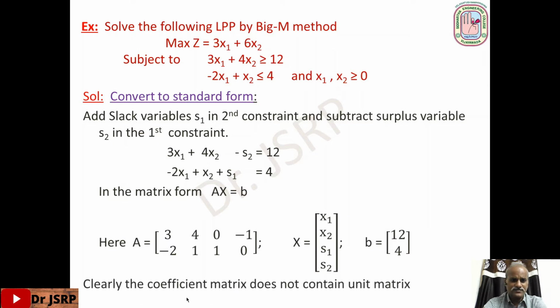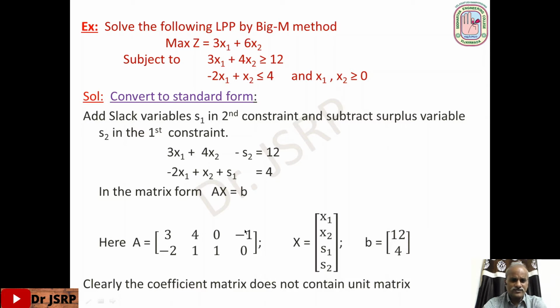Next step, check whether the coefficient matrix contains a unit matrix or not. Here the unit matrix is of order 2, since we have two constraints and have to choose two basic variables. Observe the coefficient matrix. Here we have 0 1, and here we have minus 1 0. So clearly the coefficient matrix does not contain the unit matrix. The first column of the unit matrix, that is 1 0, is not present.